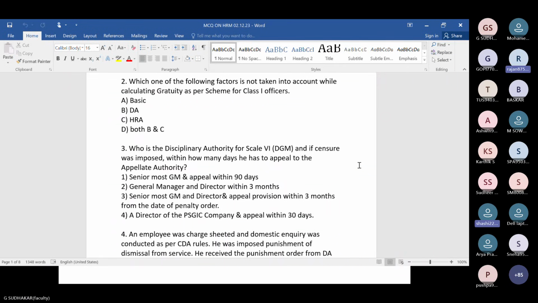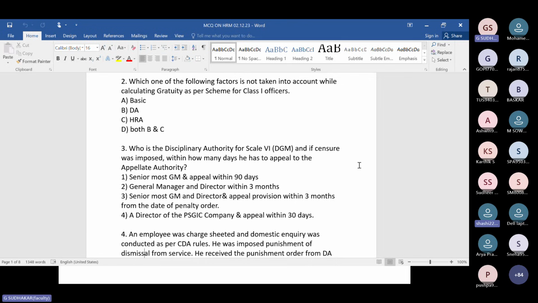Sir, who is the disciplinary authority for scale 6 DGM, and if censure was imposed, within how many days does he have to appeal to the appellate authority? Sir, you have to read the question. Can you please read the question number? Who is the disciplinary authority of scale 6 DGM? And if censure was imposed, within how many days does he have to appeal to the appellate authority?